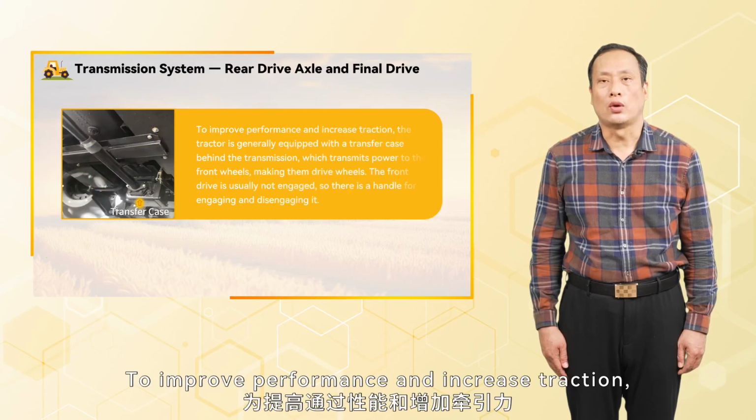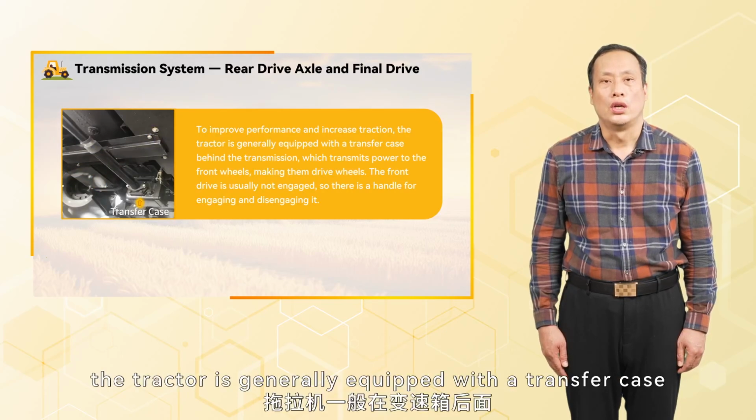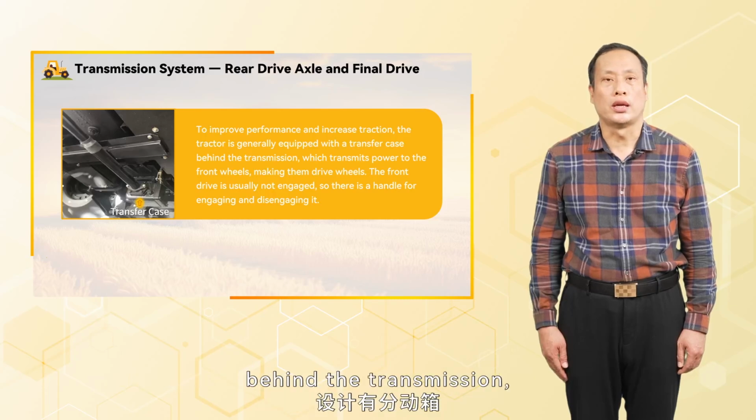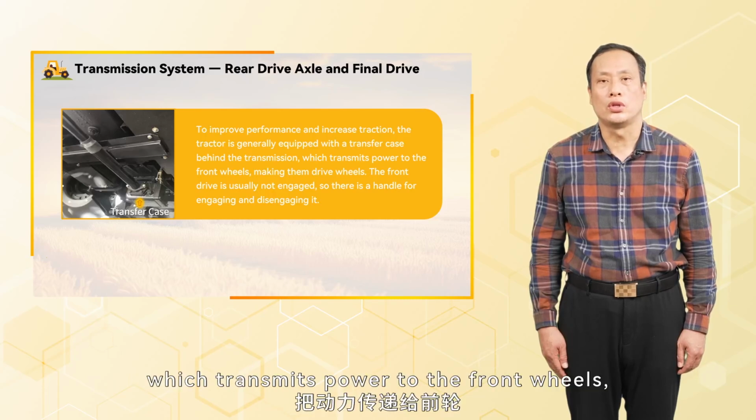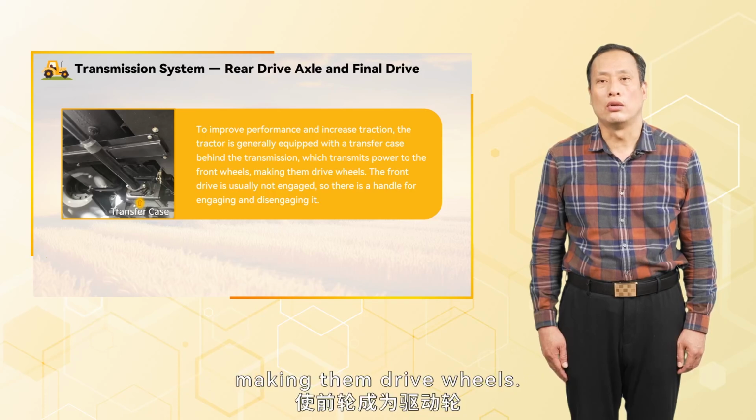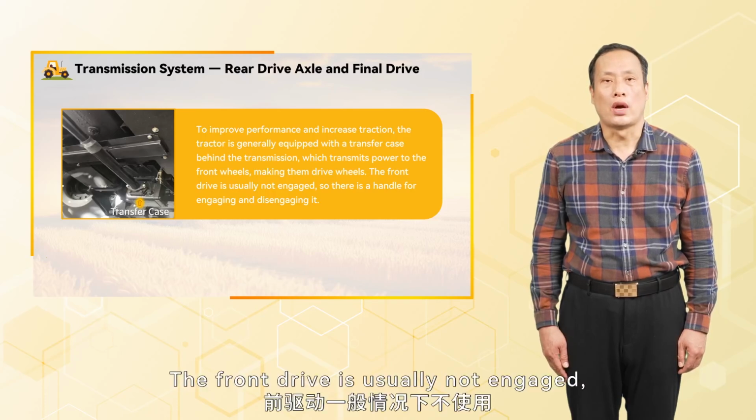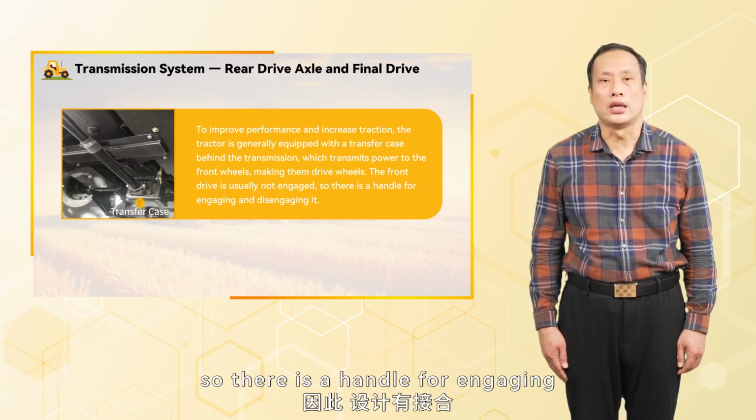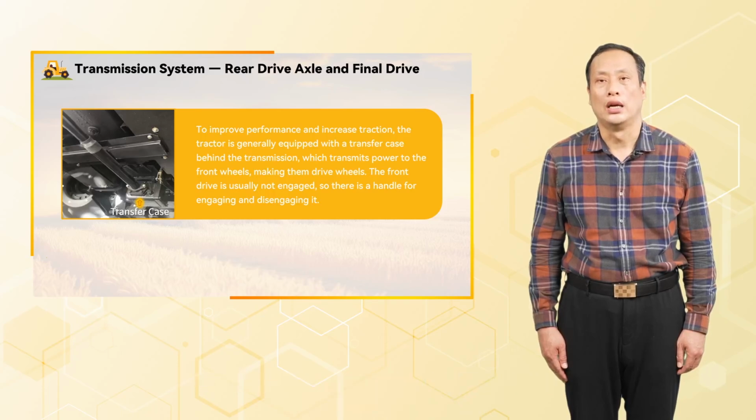To improve performance and increase traction, the tractor is generally equipped with a transfer case behind the transmission, which transmits power to the front wheels, making them drive wheels. The front drive is usually not engaged, so there is a handle for engaging and disengaging it.